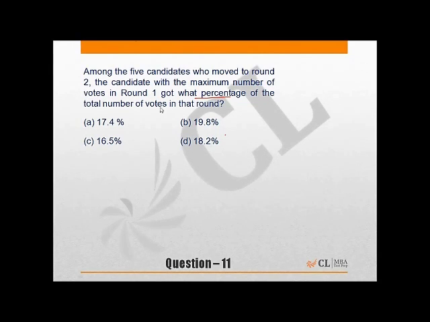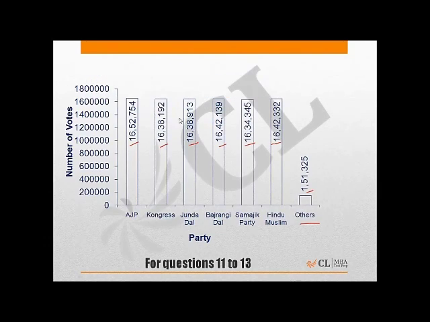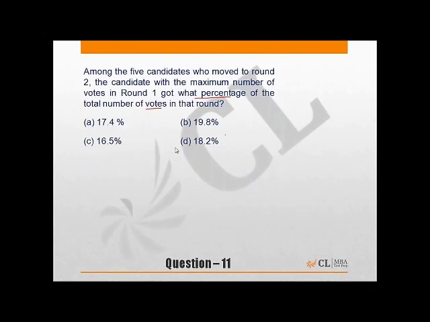We need to find what percentage of the total votes in that round for the candidate who got the maximum number of votes in round 1. The maximum number of votes in round 1 is AJP, with 16,52,754 votes. But what is this as a total percentage? Now look at the choices. 17.4%, 19.8, 18.2, 16.5. Not close, so maybe we can approximate.